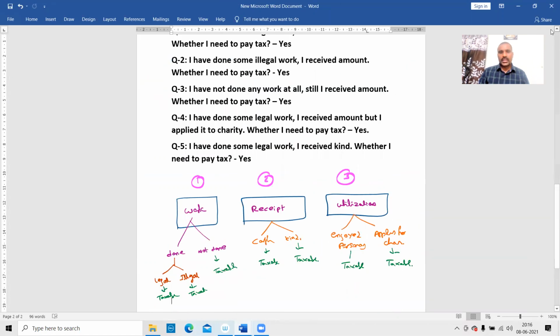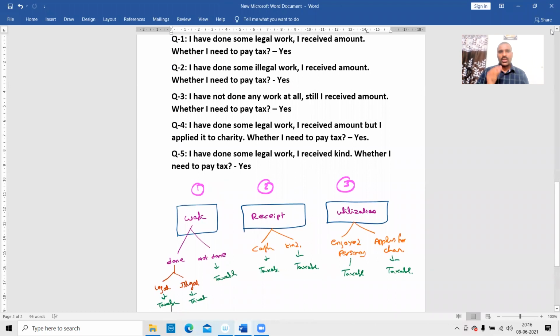Okay, if you want, you can take a screenshot or photo of these questions. Question number 1, 2, 3, 4, 5, and that point. What is taxable? Almost everything is taxable. If you want, take a photo or screenshot.